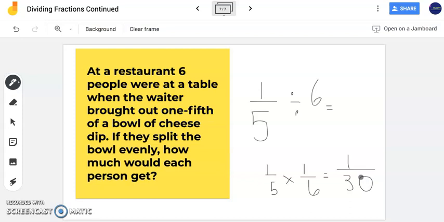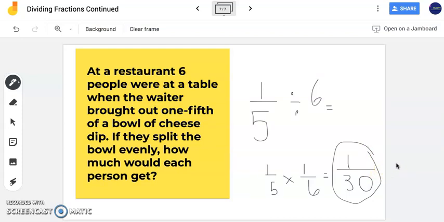So really, each person is only getting an extremely small amount, maybe just like 1 spoonful of this cheese dip, not even. And that's all that's going to be left. So everybody has one little try of that cheese dip. But again, notice each person was only getting 1/30 of the cheese dip.